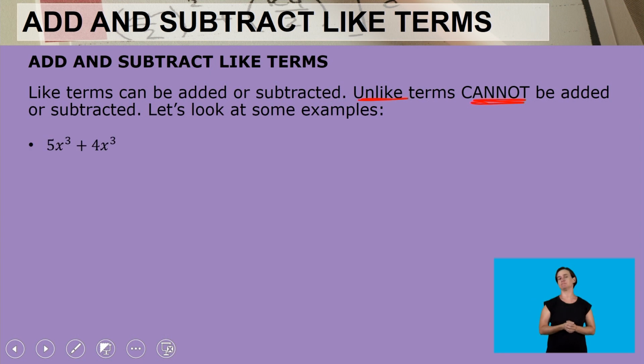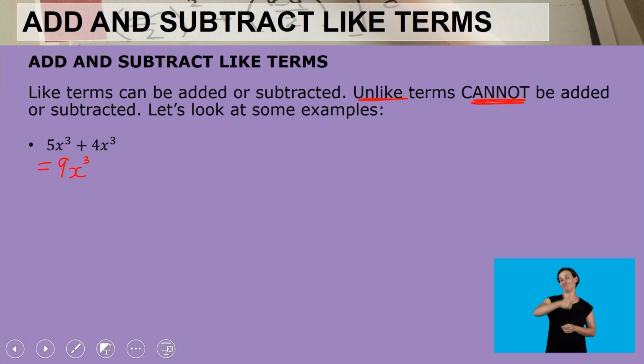So here we have a 5x cubed plus a 4x cubed. Now, are these two like terms? Yes, they are, which means that we can add them. So 5x cubed plus 4x cubed is going to give us 9x cubed. Now remember, we are not multiplying here, so we will not add those exponents. We are adding. So before we can add or subtract, we just make sure that they are like terms. If they are like terms, they can be added or subtracted, but if they are not like terms, they cannot be added or subtracted. Let's move on to the next one.